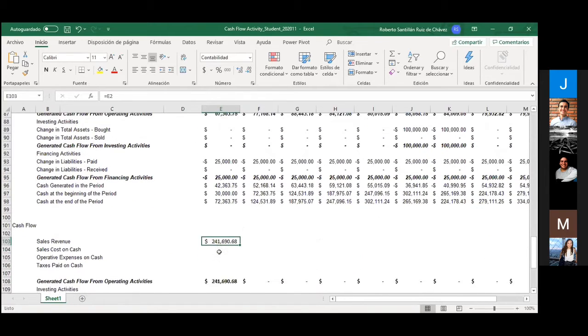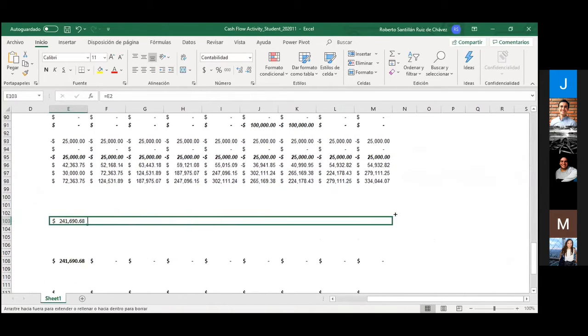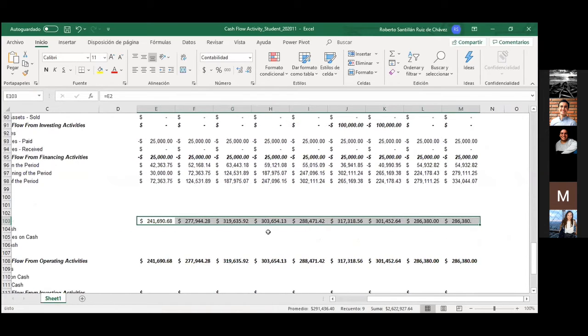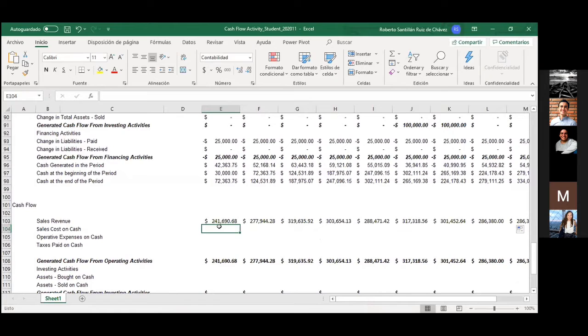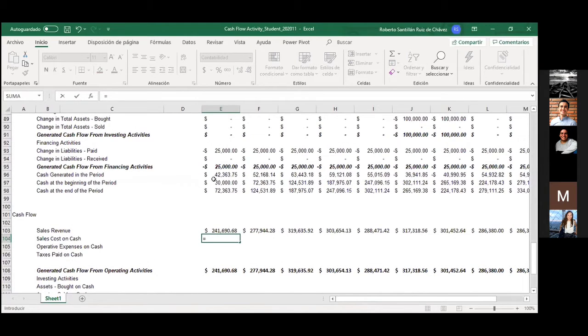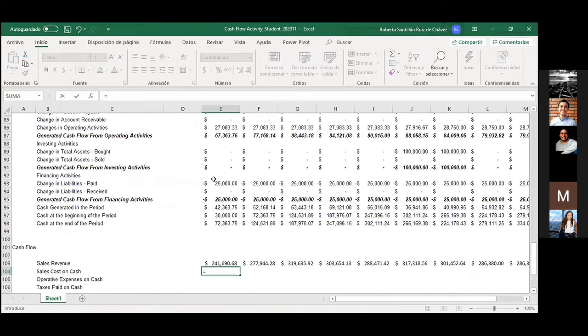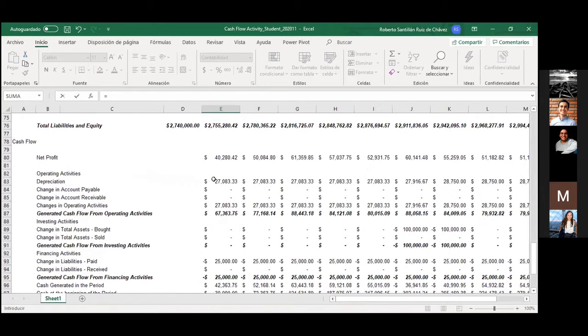All right, now we have the sales on cash, and drag it to the right. And now we have the sale, we need to write down the sales cost also on cash. And again, we don't have in this example vendor accounts. So everything that we consume in one month, we paid in that month. So where would you get the sales cost amount?